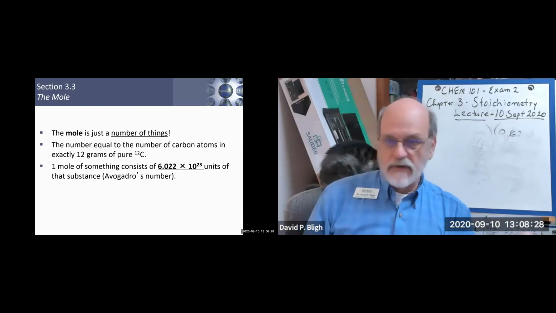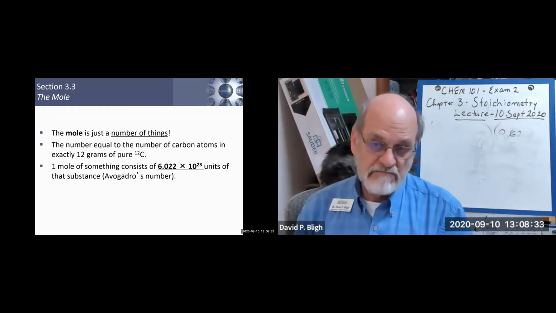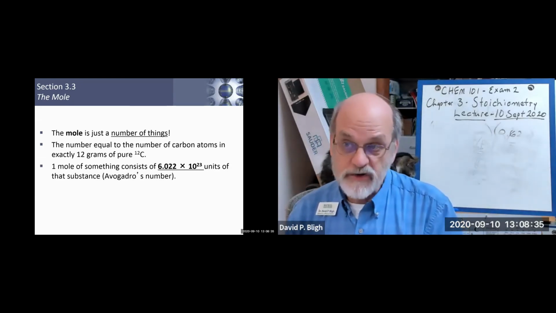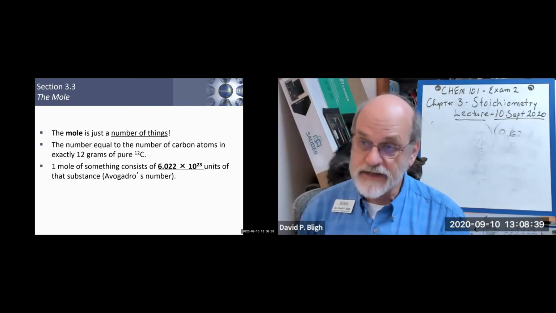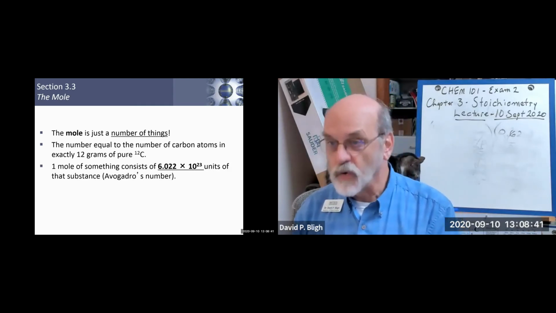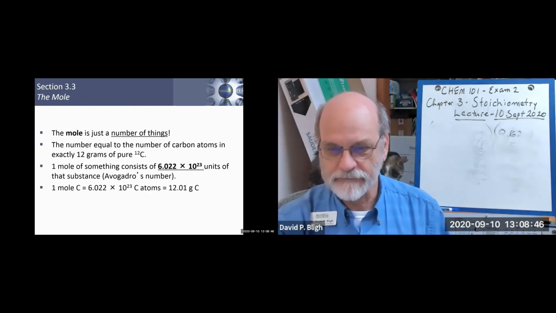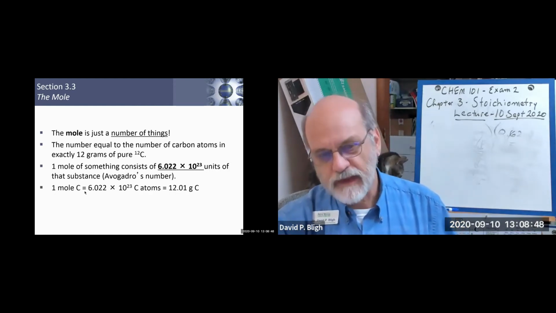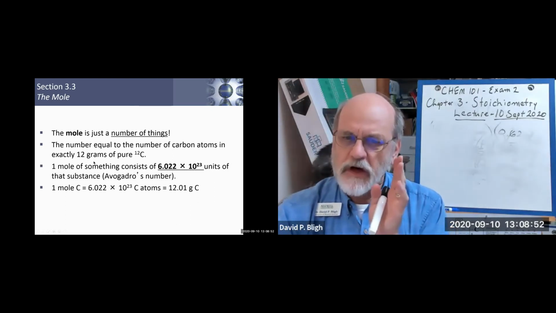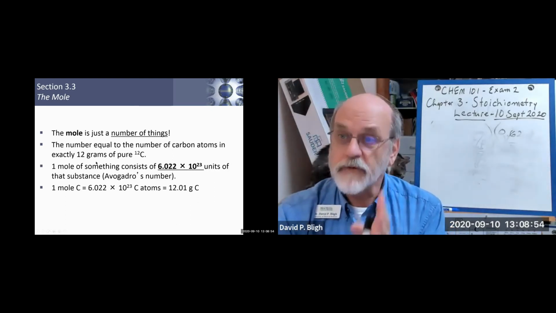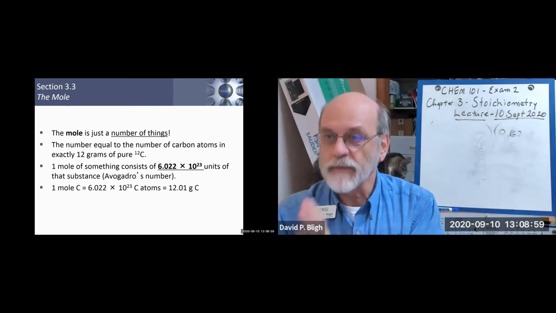In fact, it's just a number, right? So we could just as easily say it's a mole of chickens. And it would be 6.022 times 10 to the 23rd chickens is a mole of chickens. Okay. So the carbon-12 isotope, if we have exactly 12 grams, gives us a mole of carbon-12 isotopes.